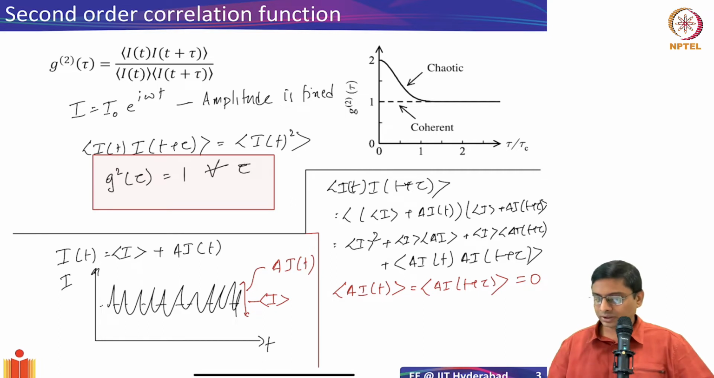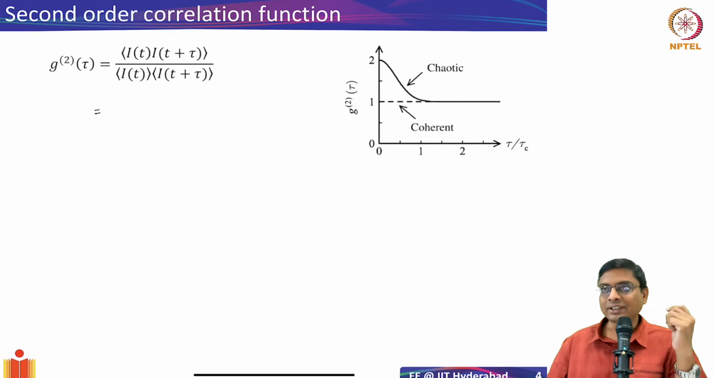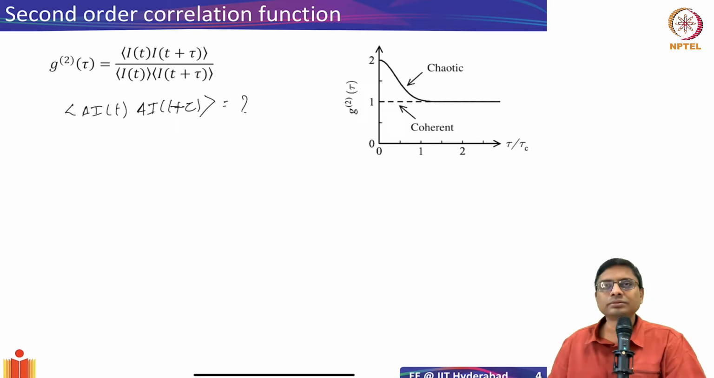So my numerator turns out to have two parts. The first is the mean of I whole squared, plus the second, the average of delta I of t into delta I of t plus tau. These are the two terms in my numerator. If I substitute it back into the correlation function, what will the correlation function become? Essentially it will be the mean value of I squared divided by the mean value of I squared. Now the central problem is what happens to the average of delta I of t into delta I of t plus tau. That's the main thing we have to think about.